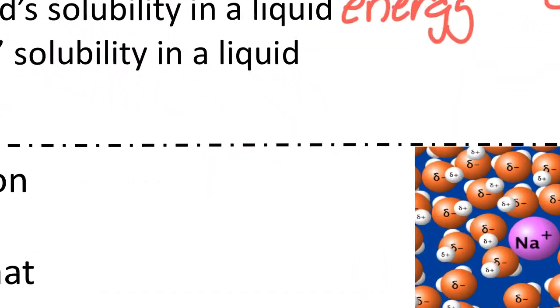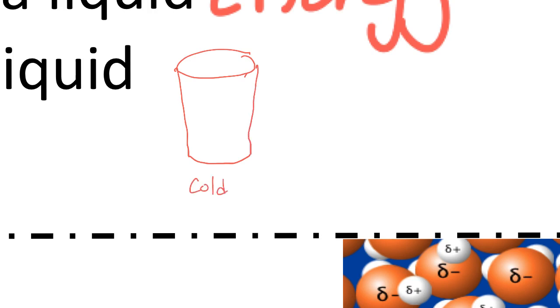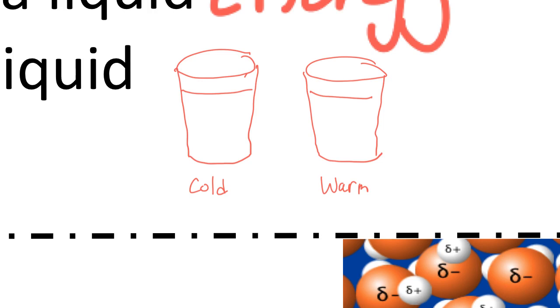Let me do a little blow-up drawing here of that. So let's say I've got a glass of soda, and this one is cold, and I've got another glass of the same type of soda, and this one is warm. There's the level of fluid. And let's say that I've got carbon dioxide dissolved in there. That's what's going to give it the fizziness.